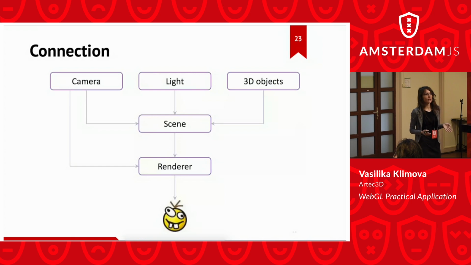And the renderer is an object. This object renders our scene and updates all parts when you change the position of the camera or rotate some object on the scene.